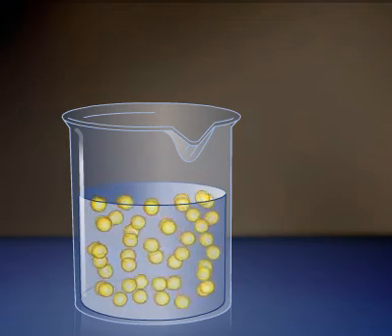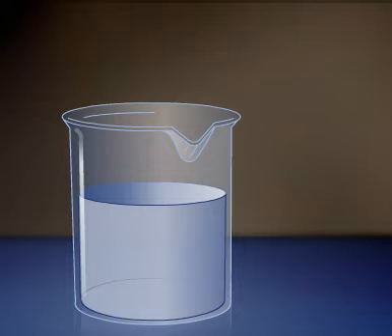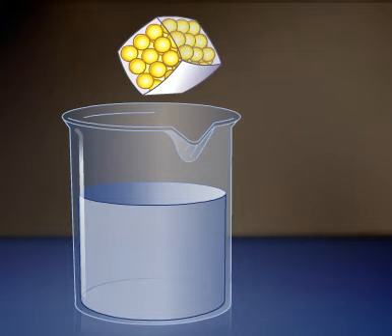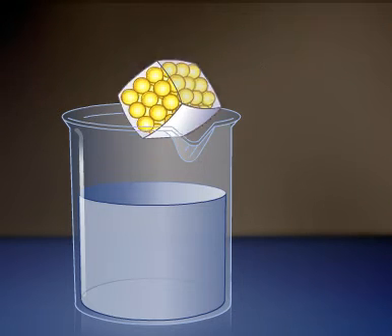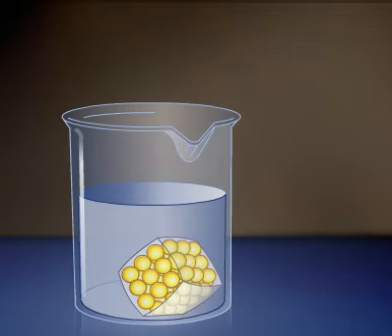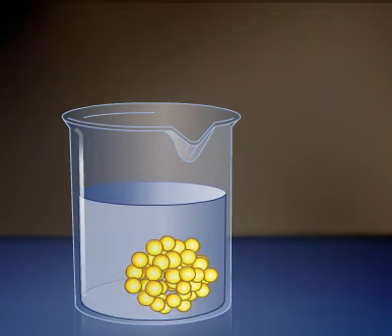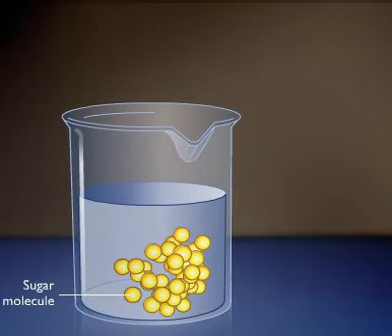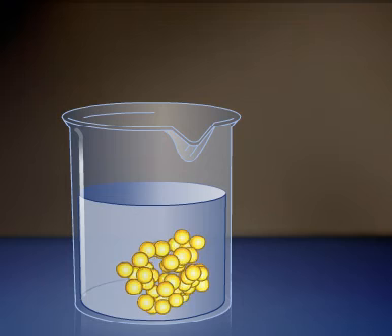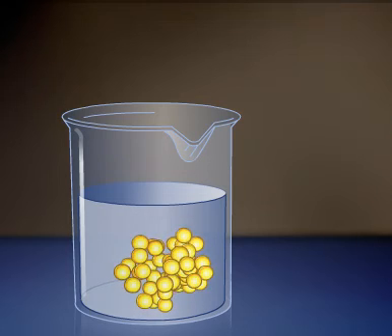If we now consider what will happen with a beaker of just water, and what we're going to do is drop a lump of sugar into it. Now obviously our sugar cube is made up of all those individual sugar particles, and when it goes into the water, it's going to dissolve, and those sugar particles are then going to be free to move.